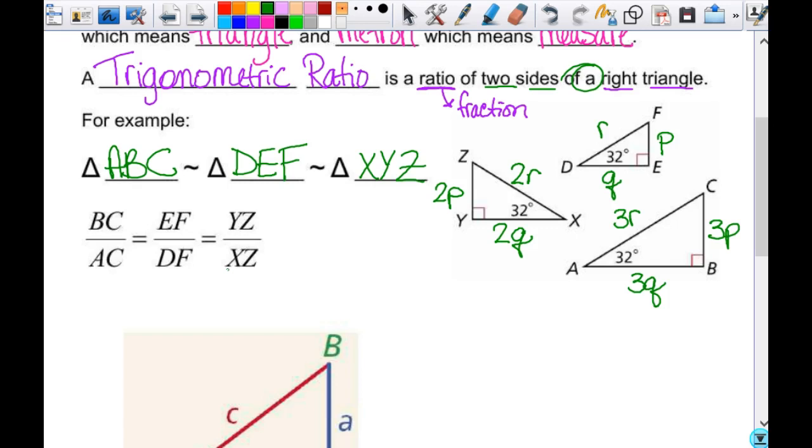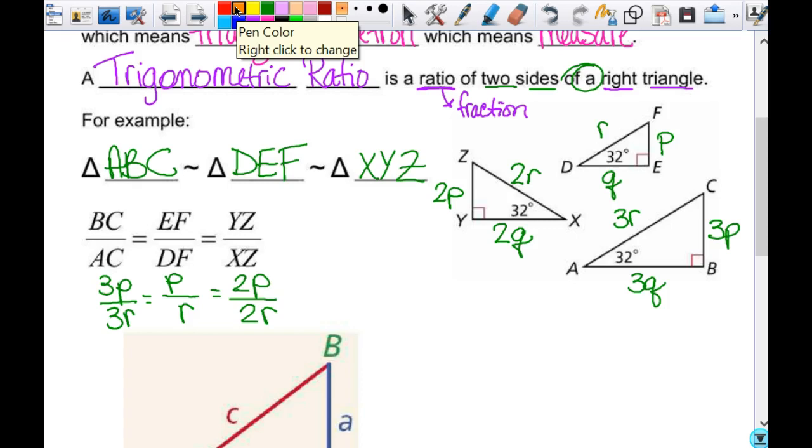When I do that, let's actually fill those in. The length of BC is 3P over the hypotenuse, which is 3R. EF, which is P, over DF, which is R. YZ, which is 2P, over XZ, which is 2R. So I set up these little fractions. Can I reduce these? Yeah, the 3's cancel out. Nothing cancels out here. The 2's cancel out. So I end up with the same little ratio, whatever it is.